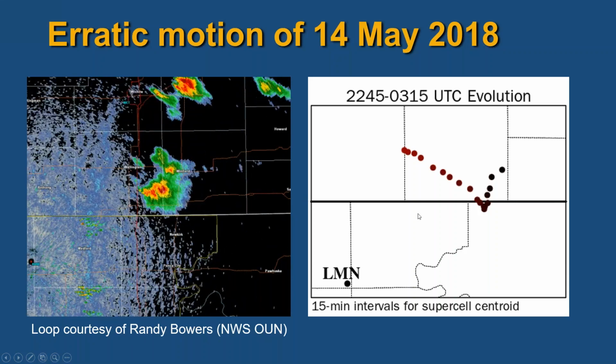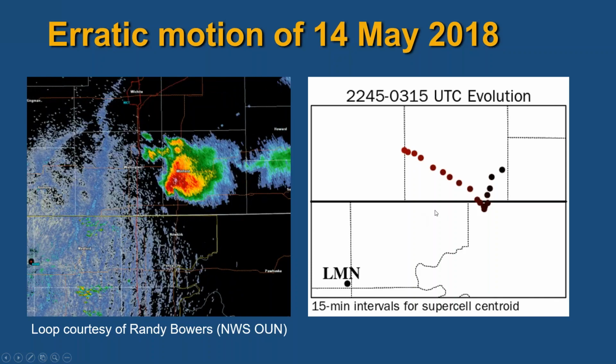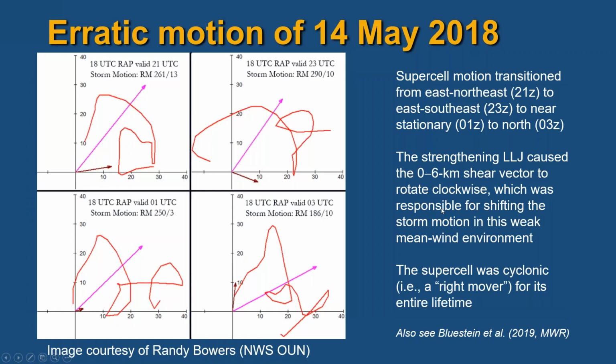So what's going on in that situation? Again, it was cyclonic the whole way. That's definitely a head scratcher, but if you look at the hodographs for this, that'll explain it. In a nutshell, you had the strengthening low-level jet, which changed the shear profile, and the shear vector rotated clockwise, and that changed the motion.